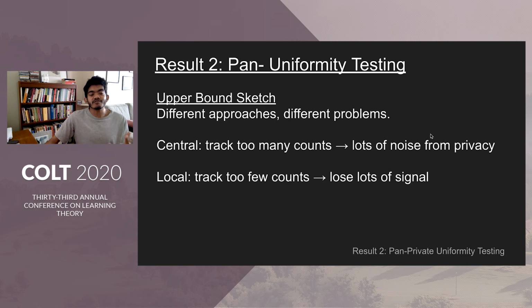So maybe we can split the difference between these two things. The central problem is that we track so many things, we maintain so many counters, that we have to add noise to each one to be pan-private. So we add a lot of noise. There's too much noise for our signal. At the other end of the spectrum, in the local approach, we track too few counts. We only track 2 of them. So now there's not that much noise, but we're actually losing a bunch of signal. So we want to trade off better between this noise and signal.